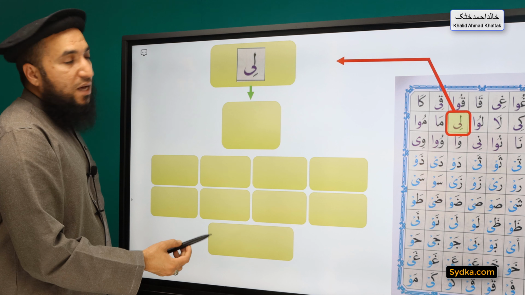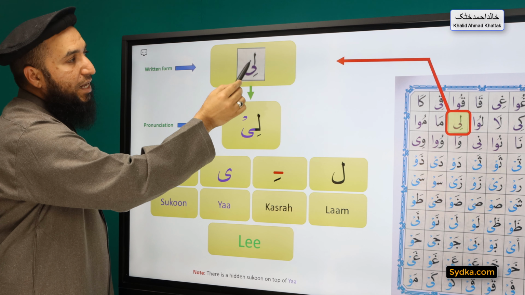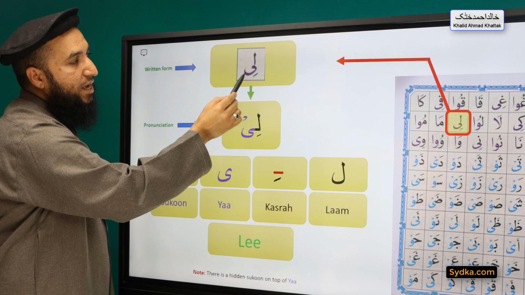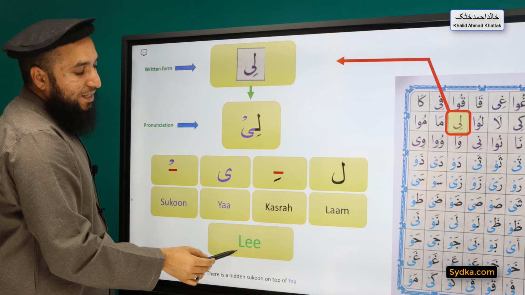So the next syllable we have is Lam Kasra Ya Sukun. Lam is a light letter in this case, it has kasra underneath, it is followed by ya, and ya has hidden sukun. Lam kasra ya sukun li.